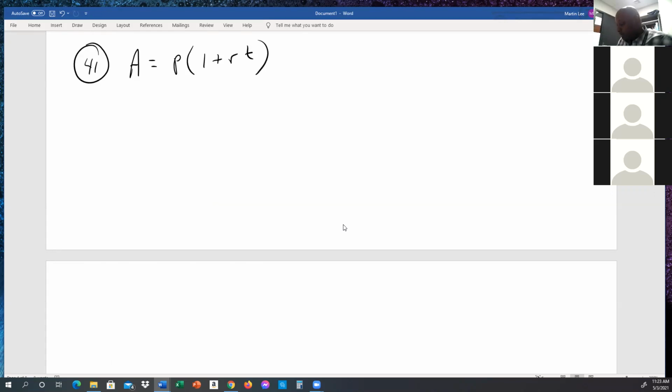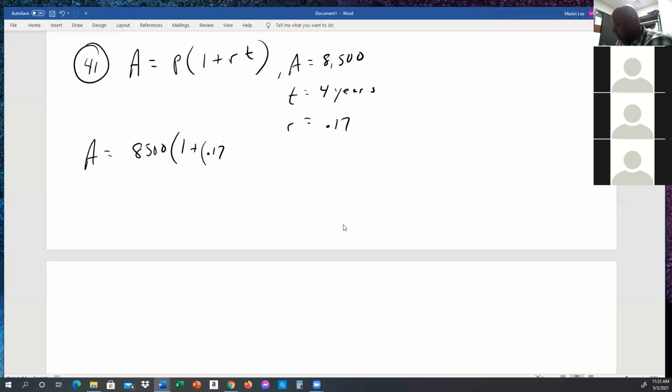Here my principal is 8,500. The time is 4 years. And the rate is 17%, which as a decimal is 0.17. So now we substitute these in and then multiply. So the amount is going to be the principal, 8,500, times 1 plus the rate, 0.17, times the time, which is 4.